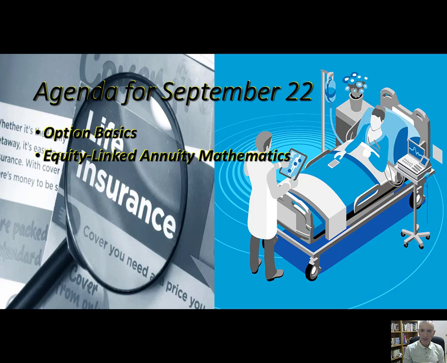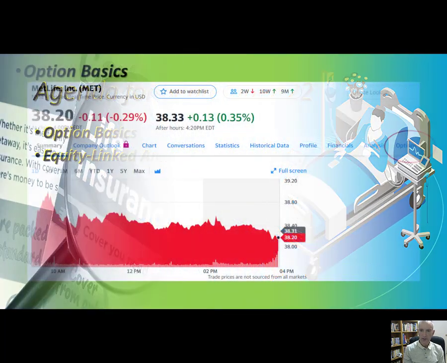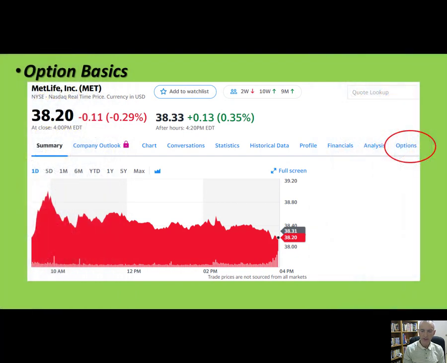This option basics is what I covered in my principles of investment class. So if you had that class and remember all of this, flip ahead from the green section to the orange section, and you'll see the next section where we actually work a problem related to equity-linked annuities.